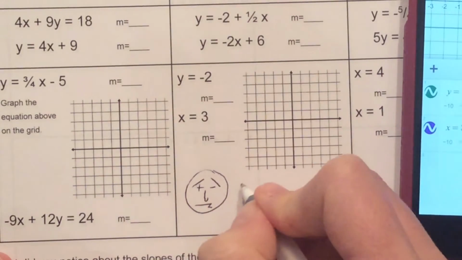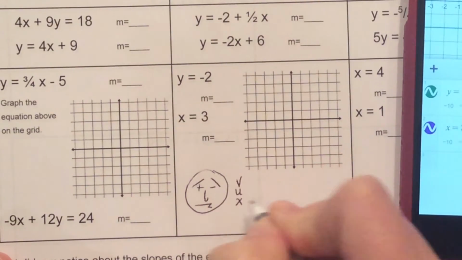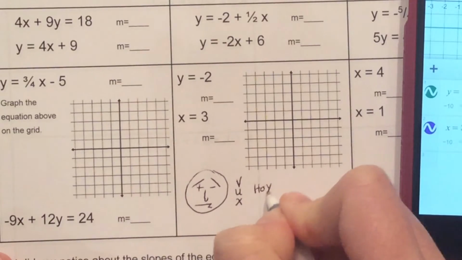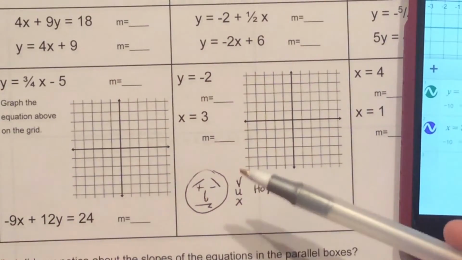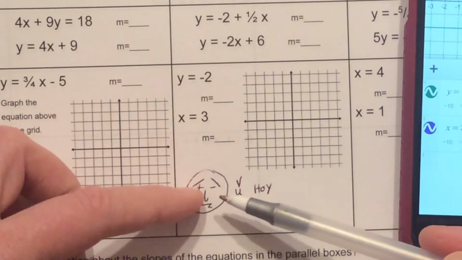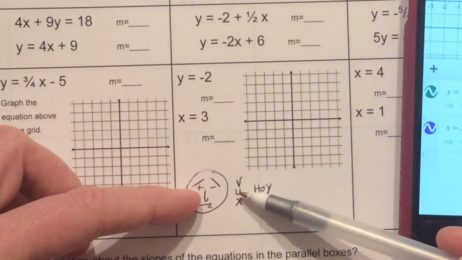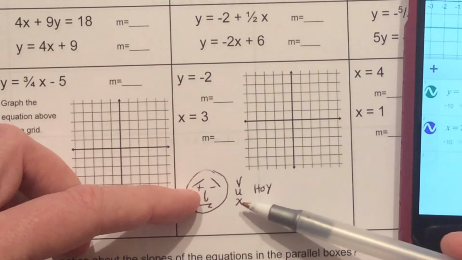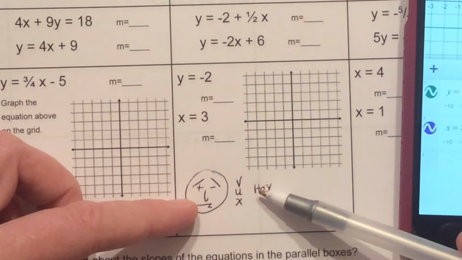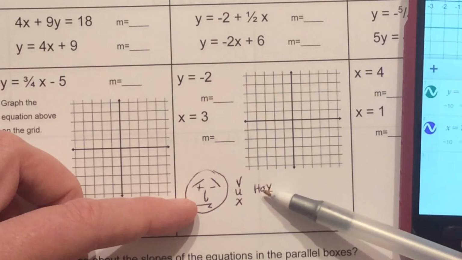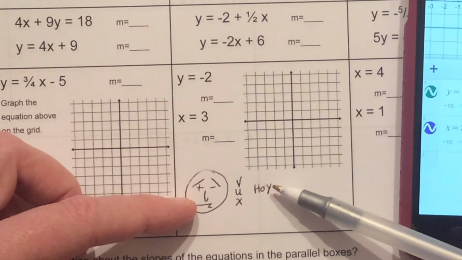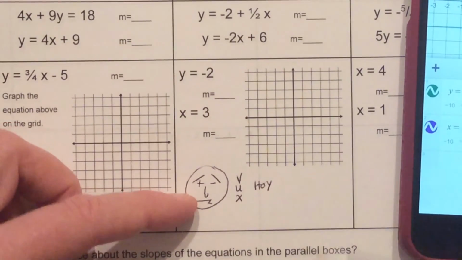I also wanted to remind you about VUX HOY. Remember that if you have a vertical line, you have an undefined slope, and your equation begins with x equals. If you have a horizontal line, you have a 0 slope, and your equation begins with y equals.